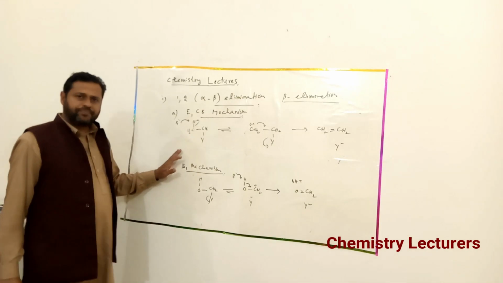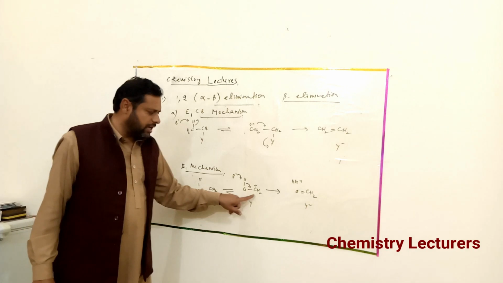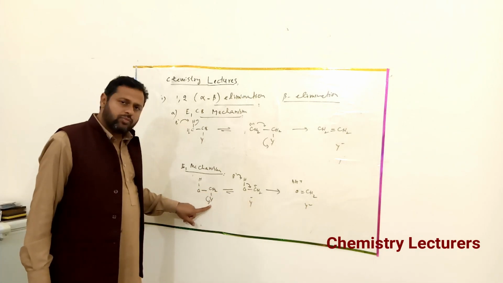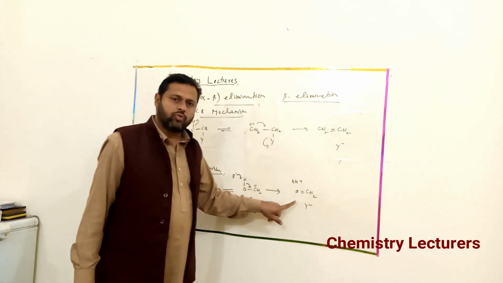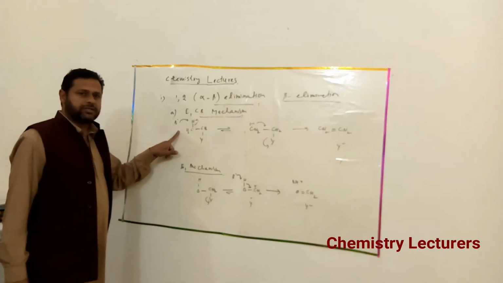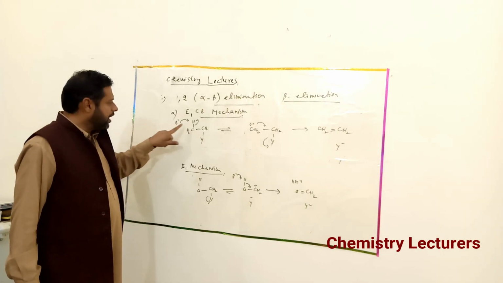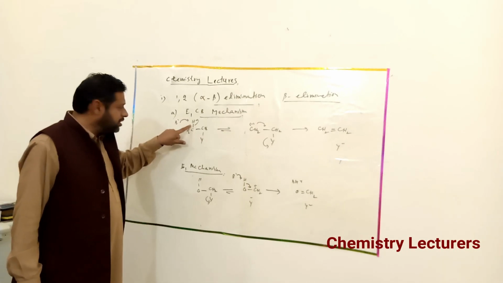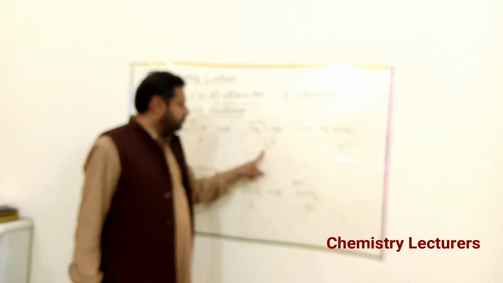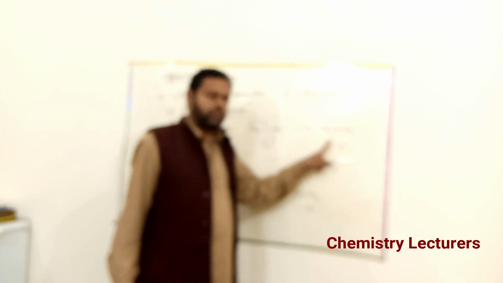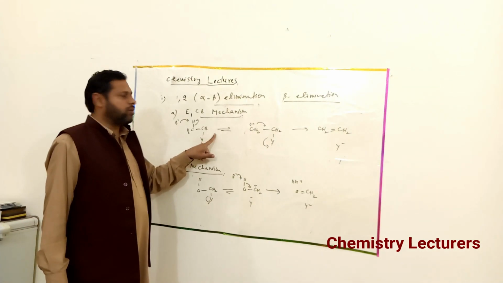In the E1 mechanism, the reaction takes place in two steps, but the first step is the formation of the carbocation. Y will be removed and a carbocation is formed, and then the proton will be removed. But in the E1CB mechanism, the base first takes the proton, and because the proton is removed without its electrons, you get a carbanion, and from the carbanion Y is lost and you get the double bond. So in one case a carbocation is formed, in the other a carbanion is formed.